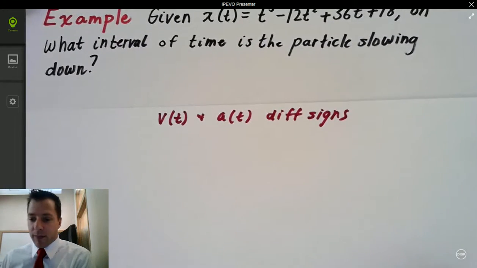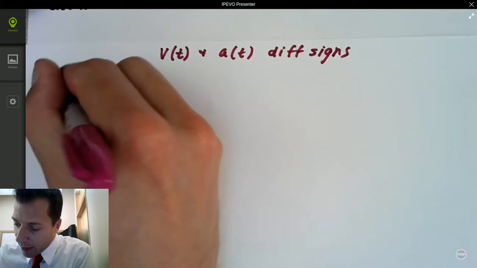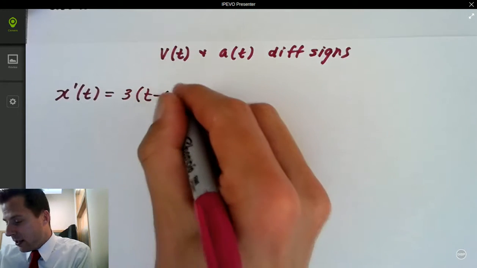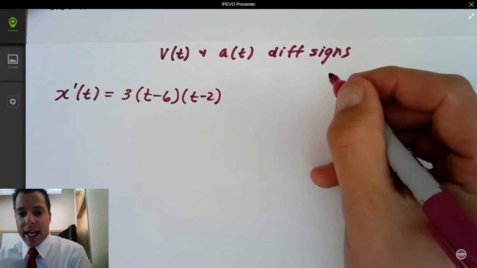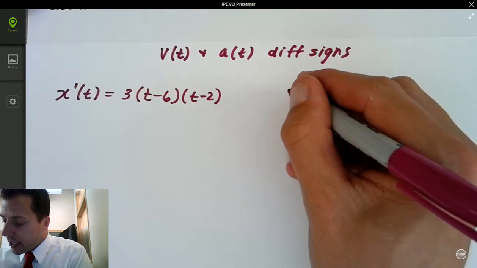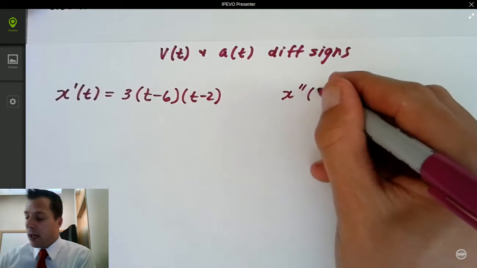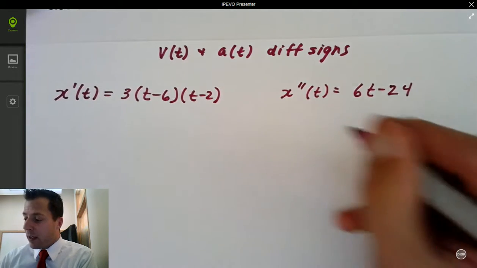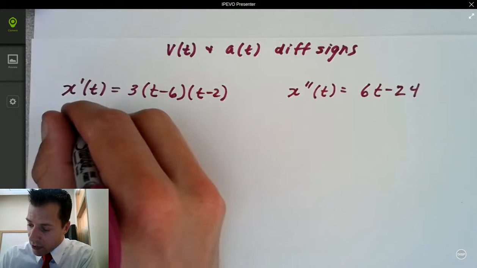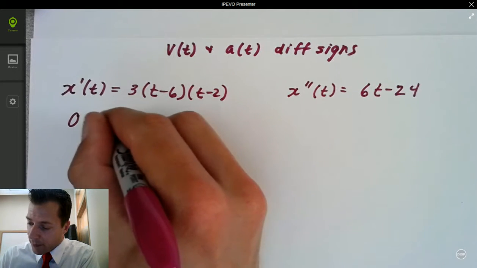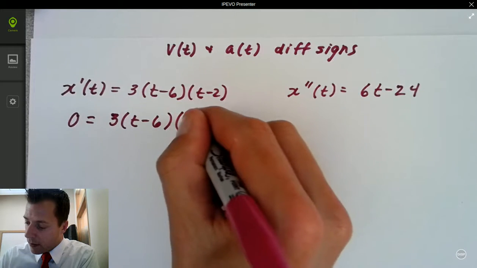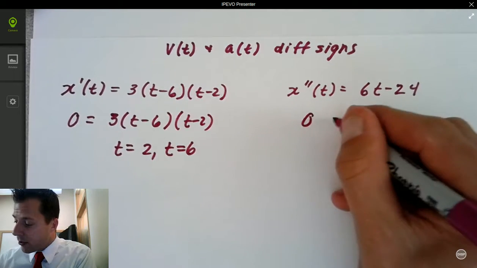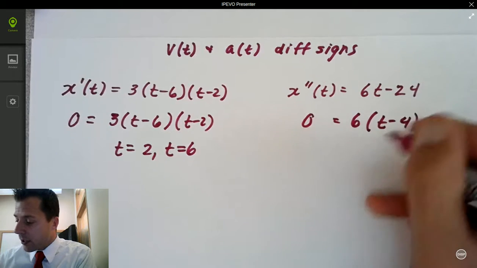So what I did from before, let's go ahead and look. We know that x prime of t, and this is from the last video, okay? X prime of t is equal to 3 times t minus 6 times the quantity t minus 2. And I know that the second derivative, x double prime of t, is going to be 6t minus 24. Okay, so if I set both of those equal to 0 like I had to in the last video, I have the following solutions for t. I get t equals 2 and t equals 6. And then here, I'm going to go ahead and factor this really quick. I had t equals 4.